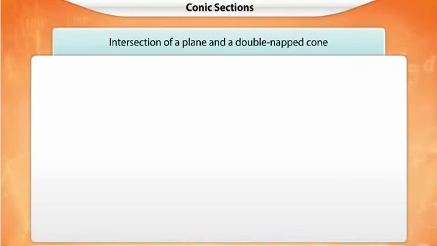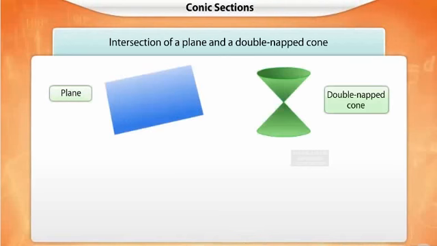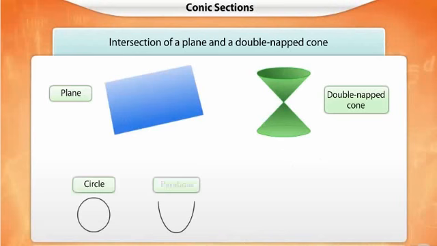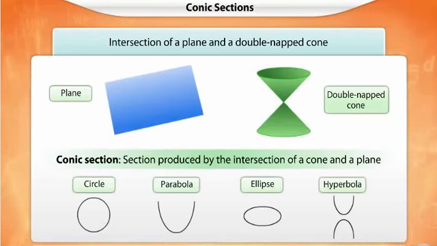We now look at the different types of cross-sections which are formed when a plane intersects a double-napped right circular cone. The cross-section produced by the intersection of these figures can be a circle, parabola, ellipse, or hyperbola. Each of these sections produced is known as a conic section. Before we see how each of these sections can be obtained, let us see the construction of a double-napped cone.